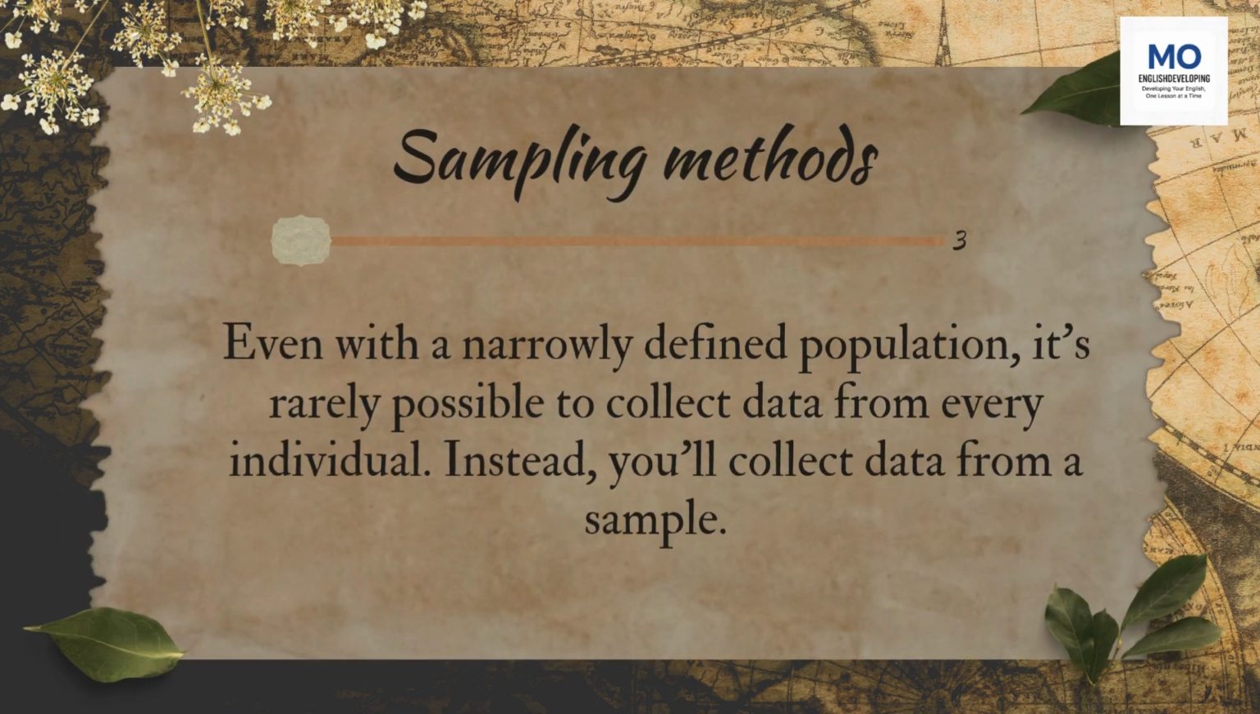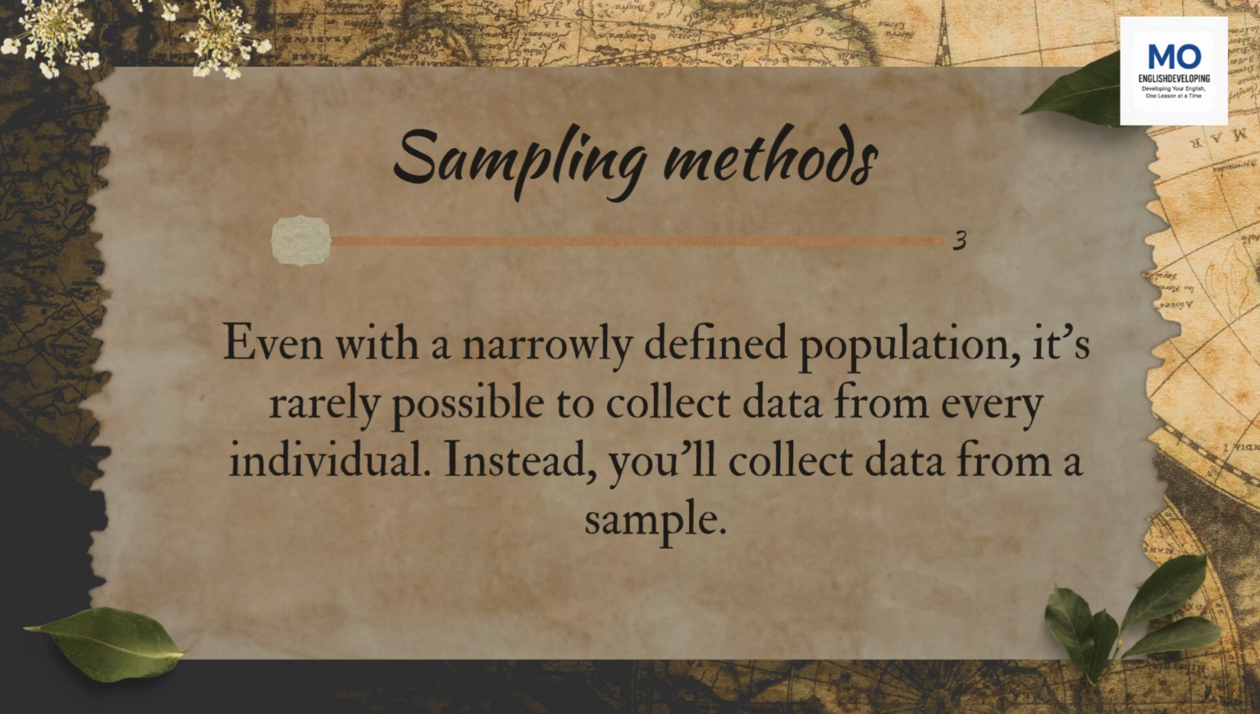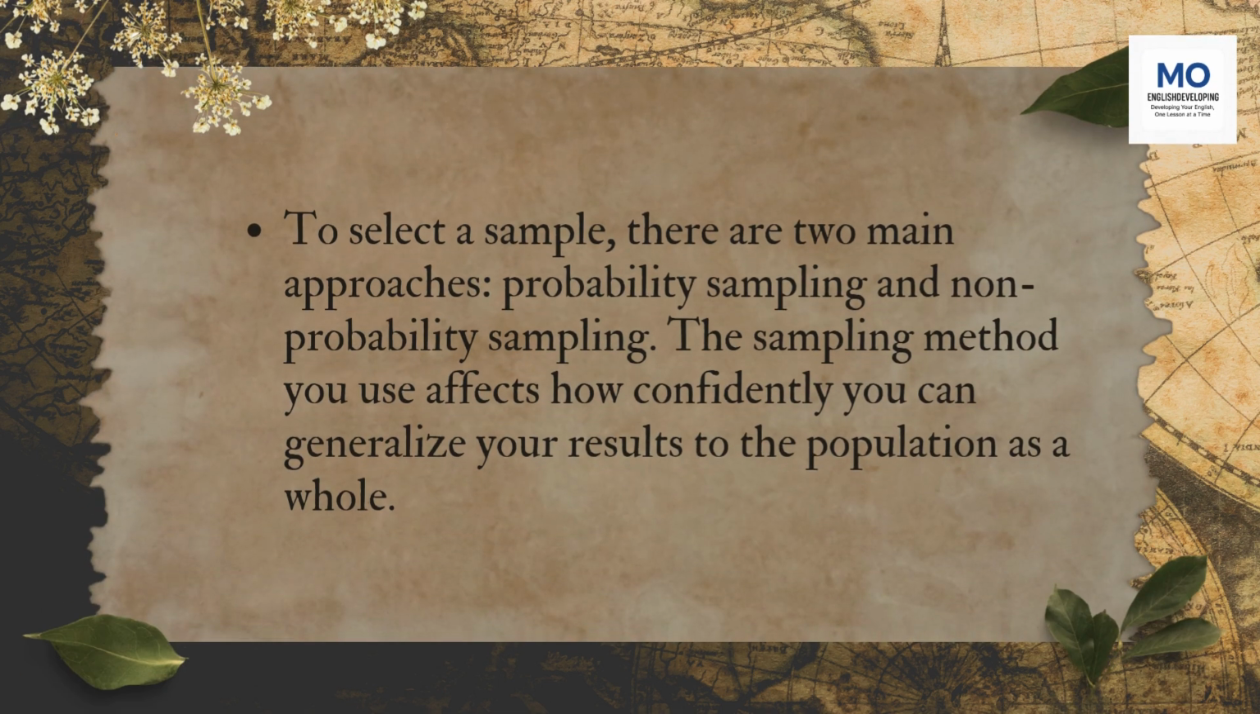Sampling methods. Even with a narrowly defined population, it's rarely possible to collect data from every individual. Instead, you'll collect data from a sample. To select a sample, there are two main approaches: probability sampling and non-probability sampling. The sampling method you use affects how confidently you can generalize your results to the population as a whole.